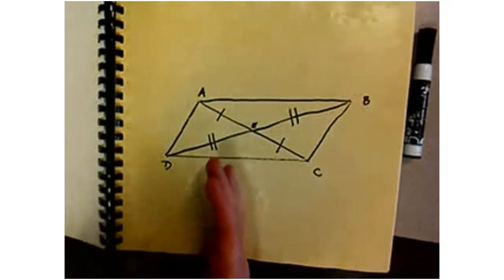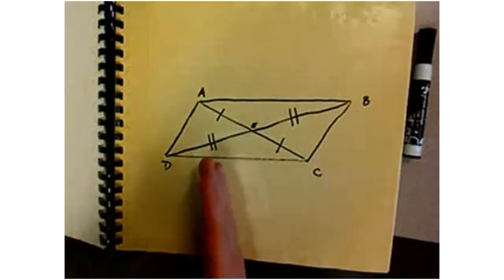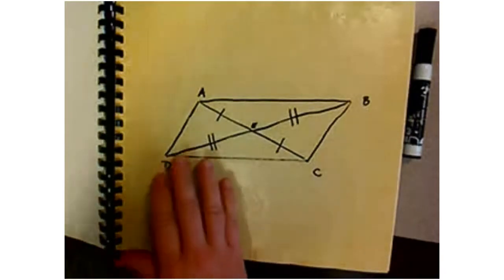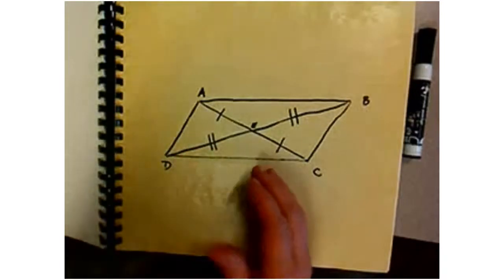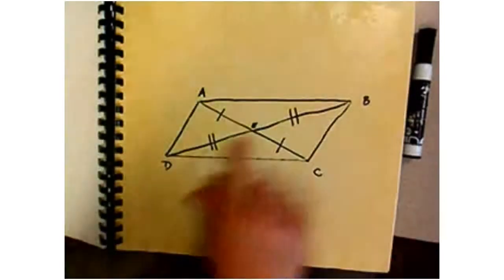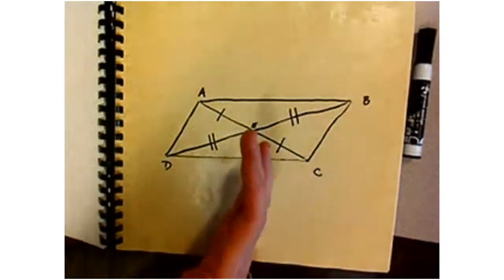So tap into your knowledge about what bisect means from a long time ago. Bisect means to divide equally in half. So the theorem 8-5 is saying diagonals of a parallelogram bisect each other. So you know that when you have diagonals, they're cutting each other exactly in half.